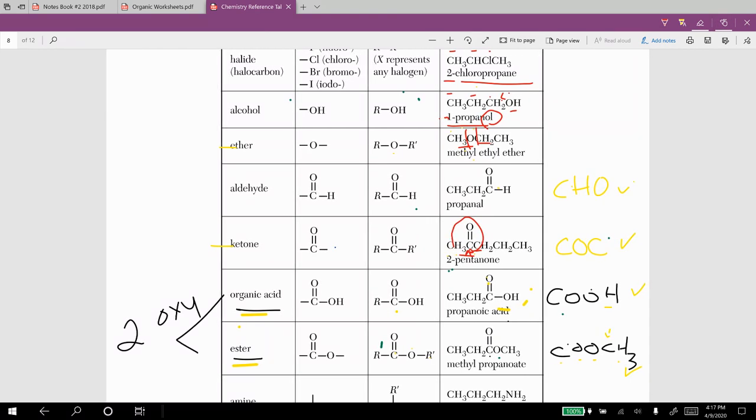Okay, so I'm going to name this ketone. This ketone is called pentanone because it has 5 carbons: 1, 2, 3, 4, 5. The "one" singles out the ending, right? That makes this a ketone. And the number 2 means that the ketone functional group is on carbon number 2.